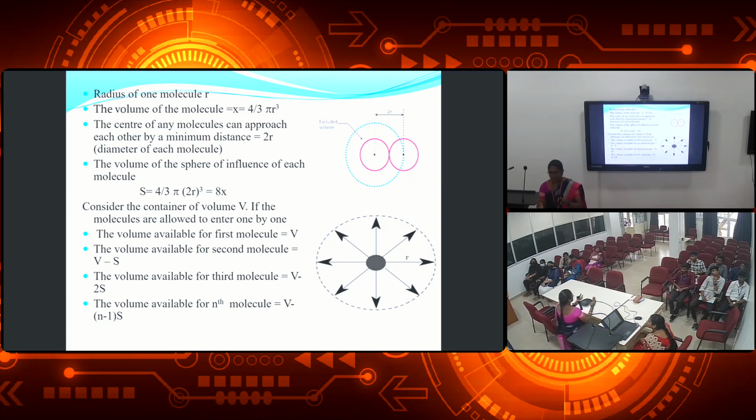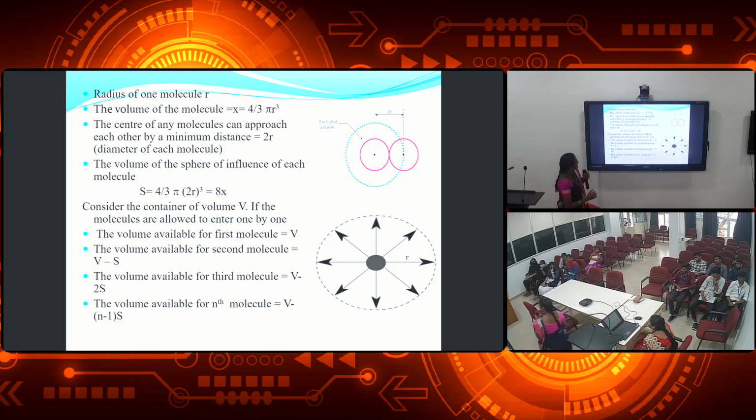Here the pressure is increased, and all the molecules come closer and closer. The force of attraction between two molecules increases. One molecule is here and it can approach another molecule here; there is a force of attraction within a certain distance. That is called the sphere of influence.